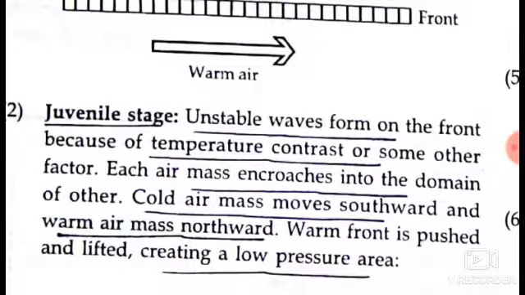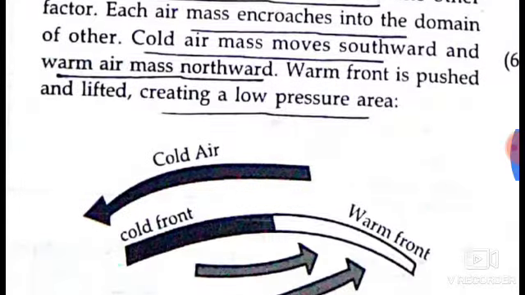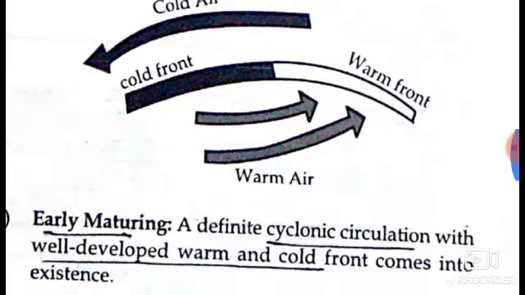Juvenile stage. Unstable waves form on the front because of temperature contrast or some other factors. Each air mass encroaches into the domain of the other. Cold air mass moves southwards and warm air mass northward. The warm front is pushed and lifted, creating a low pressure area.